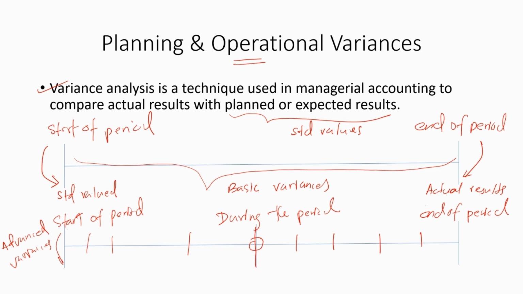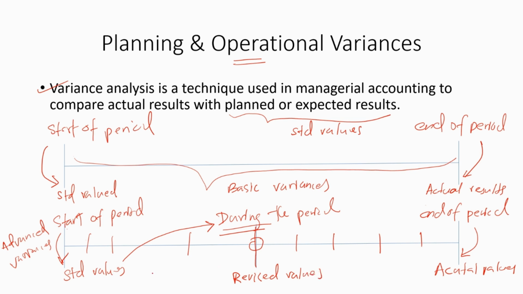So at the beginning of the budgetary period, companies prepare budgets. These budgets include standard values. And at the end of the period, companies can obtain the actual values or actual results. And during the budgetary period, companies can revise the standard values. This is the main characteristic of planning and operational variances. Companies can revise the original standards during the period. So this will be the revised values.